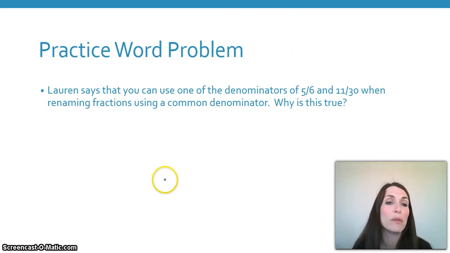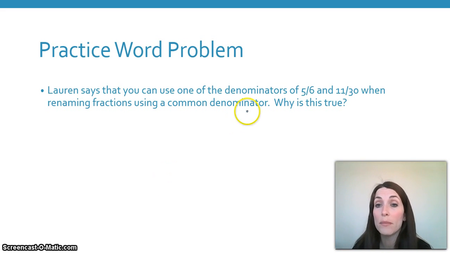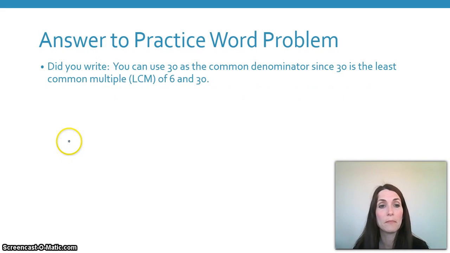Let's practice our word problem. Lauren says that you can use one of the denominators of 5/6 and 11/30 when renaming fractions using a common denominator. Why is this true? Go back and think about what we've been doing in all of the practice problems. Again, we're trying to find a common denominator of 5/6 and 11/30, and she's saying that we can use one of these denominators to do that. So let's see if we can prove if that's true. Please take a moment, work this out, and press play when you're ready to check your work with mine.